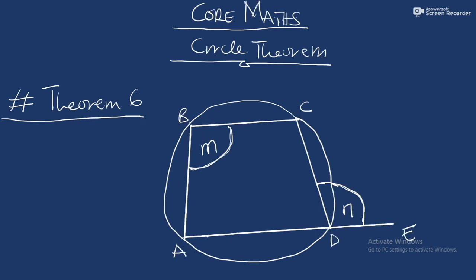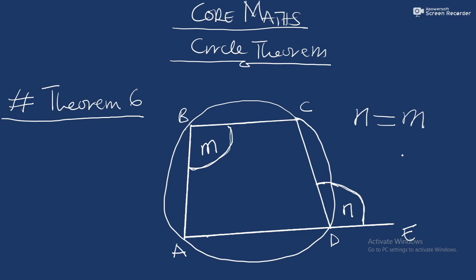Good. So this is theorem 6, and it's about the exterior angle of a cyclic quadrilateral and its opposite interior angle. Okay, good. So from what we looked at, this angle here is the exterior angle of the cyclic quadrilateral, which is n. And per the theorem, this n is the same as the angle here, which is the interior opposite angle. So it means that n, which is the exterior angle, is equal to m, which is the interior opposite angle.